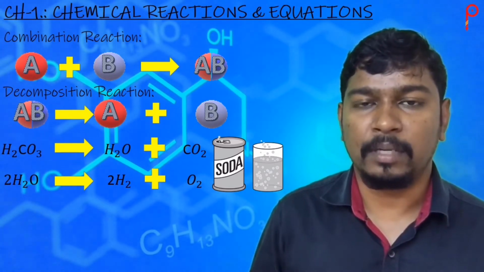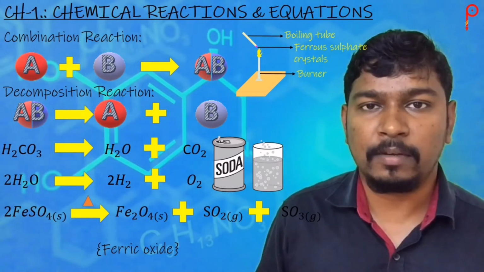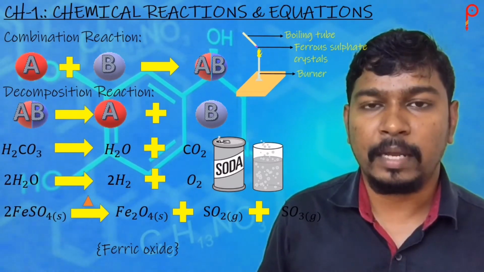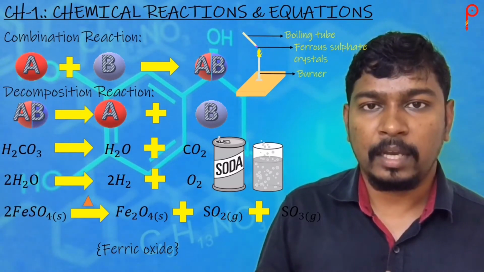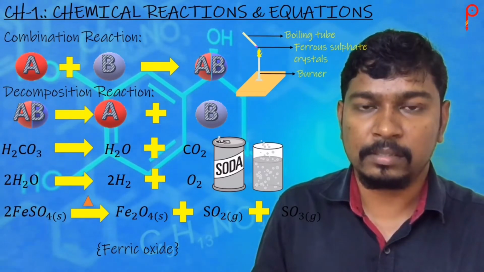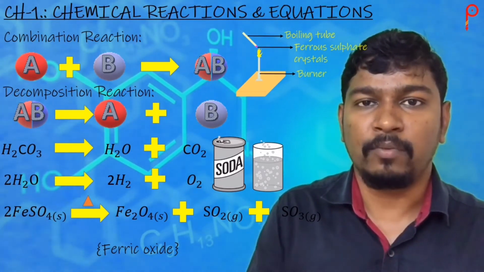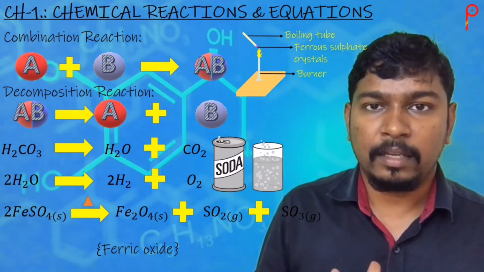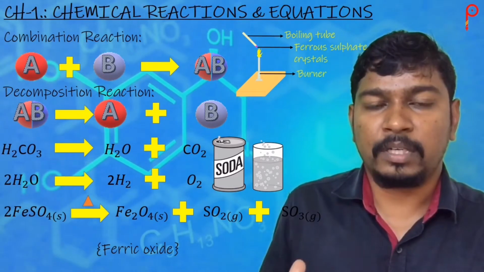Let's take one more example, that is ferrous sulphate. We'll take some ferrous sulphate in a dry boiling tube and heat it on a burner. After heating, we'll see the color of ferrous sulphate changes. That is because the moisture in the ferrous sulphate vanishes on heating, and ferrous sulphate undergoes decomposition reaction.